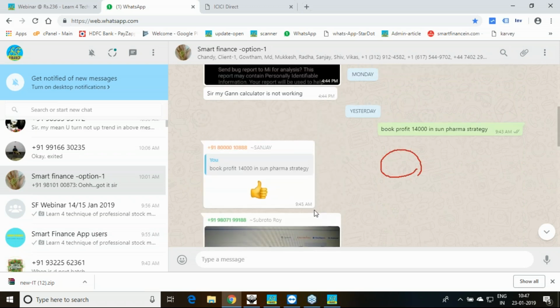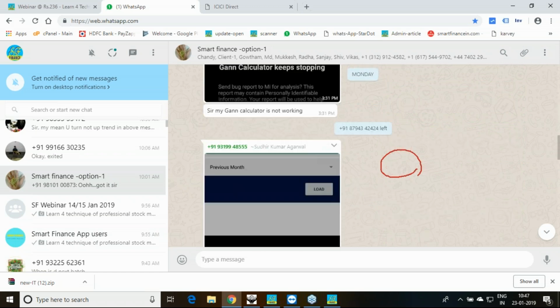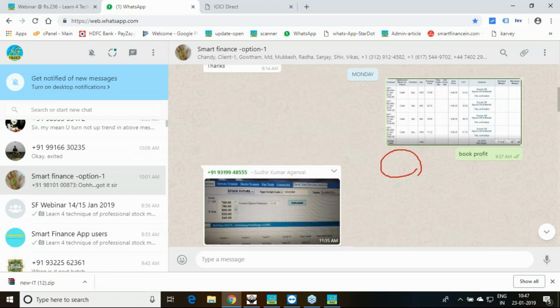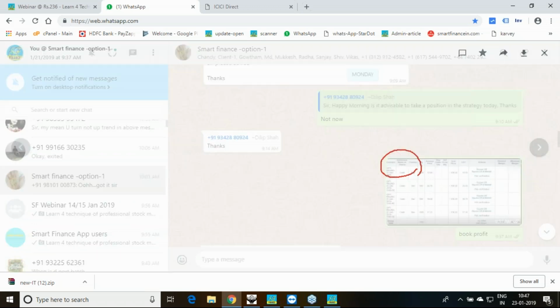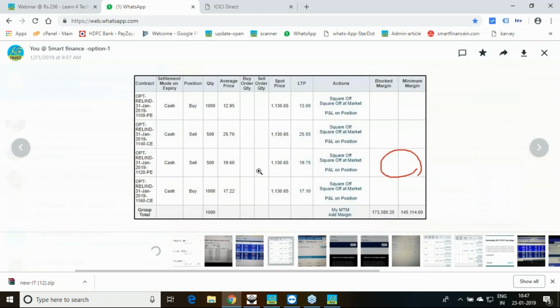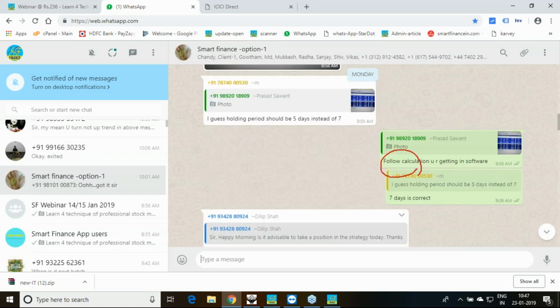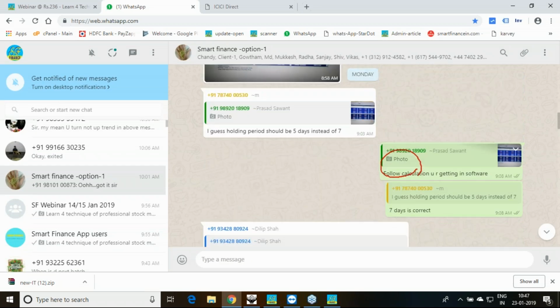Here one trader is telling I booked profit of 14,000 in the Sun Pharmaceutical strategy. Also, I have given here booked profit in this Reliance strategy. Reliance also we have given this particular strategy, and this also gave some 10 to 15,000 profit. So once they become a buyer, we guide them how to initiate those strategies and how to get benefit of this strategy. That is the ongoing process for all our buyers.